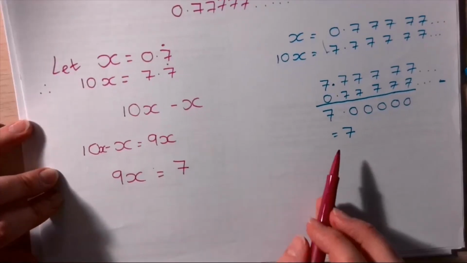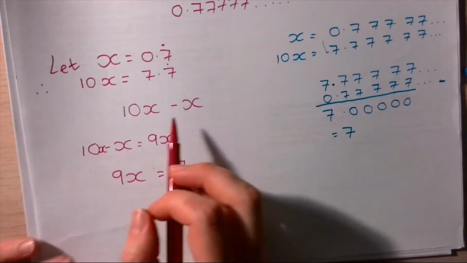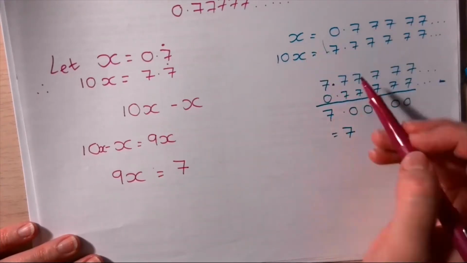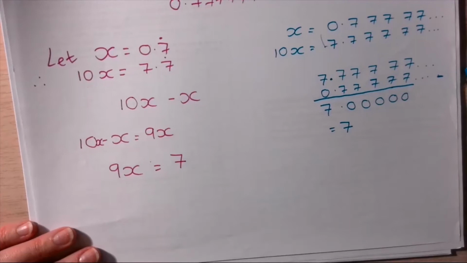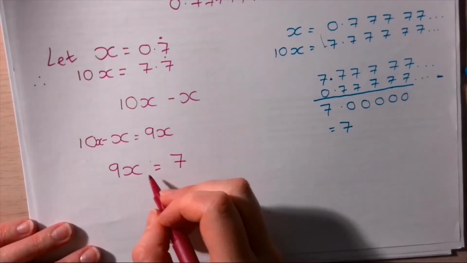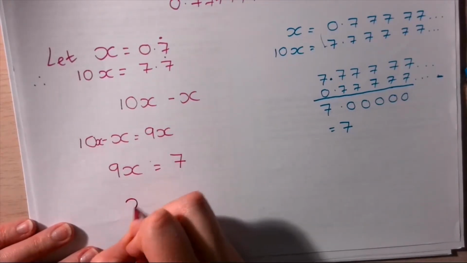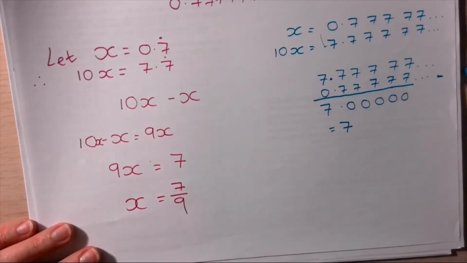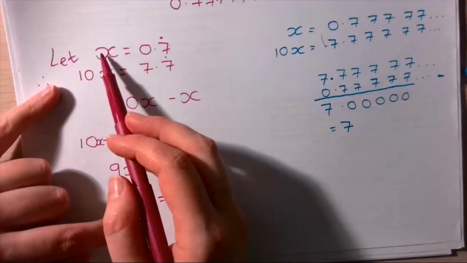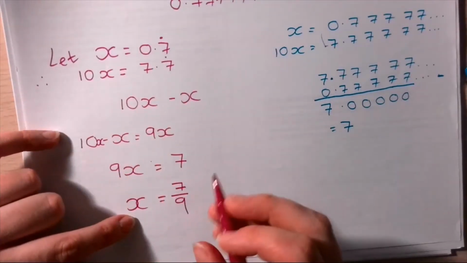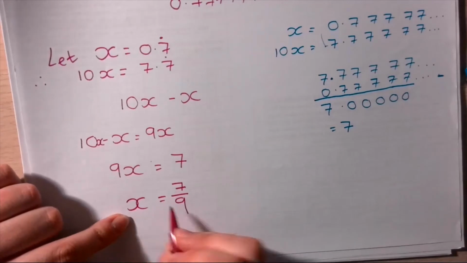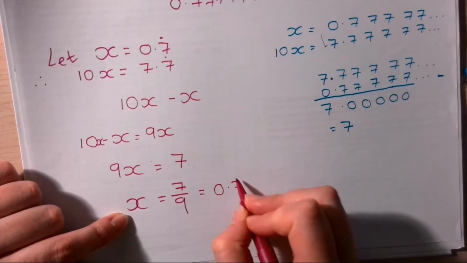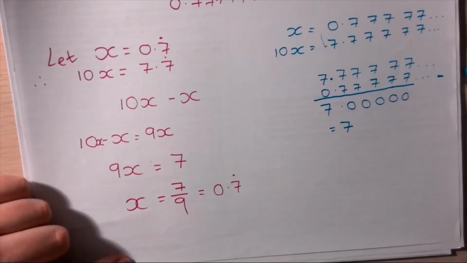So we actually end up with 9x equals 7, because that's our 7 from here. 10x subtract x gives us 9x, and the calculation that we've done there, 10x subtract x, is 7. So we get 9x equals 7, and then we can solve that for x, which is 7 over 9. And just to remind yourself where that came from, we said let x equal 0.7 recurring, so x equals 0.7 recurring, which also equals 7 over 9. So 0.7 recurring as a fraction is 7/9.